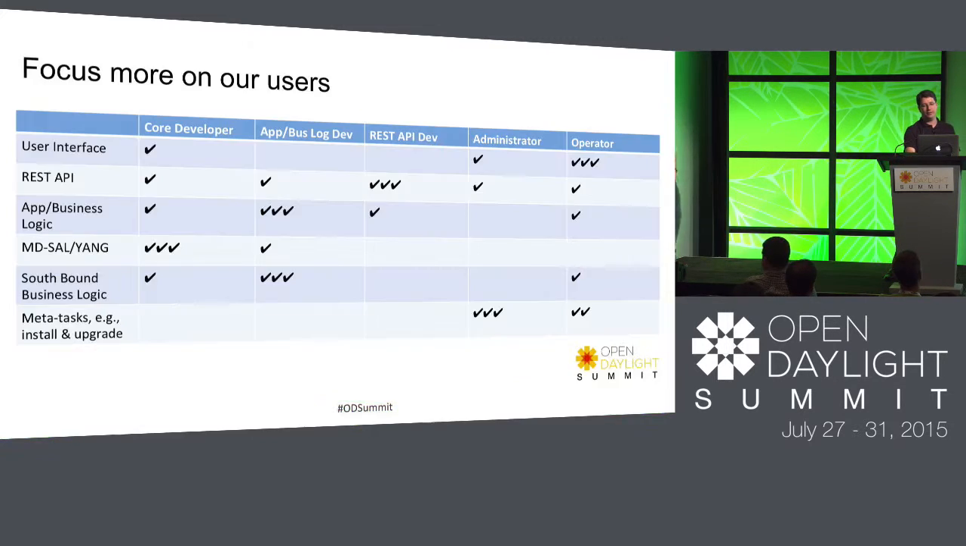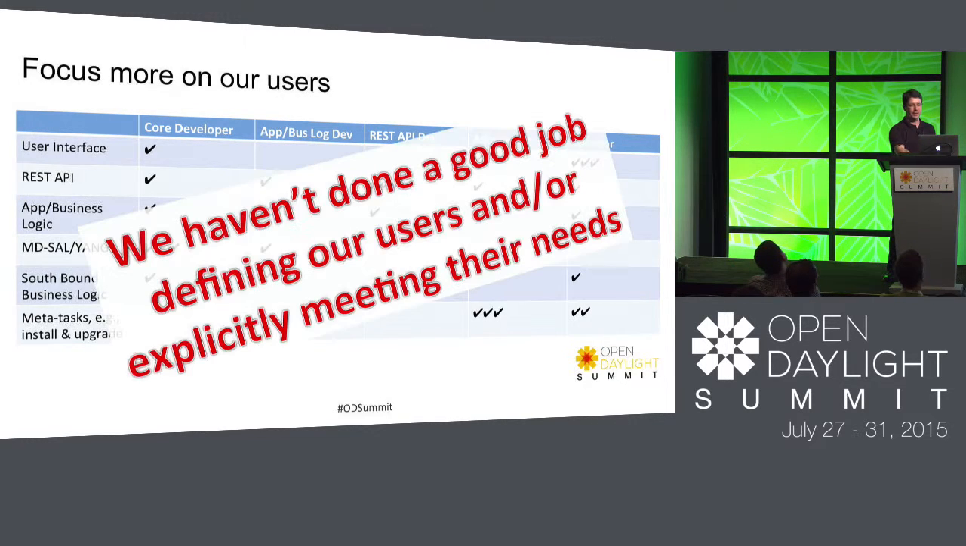But anyway, the first thing is we could focus more on our users. And this diagram is not really, the checkboxes are sort of how much each different user cares about each different part of OpenDaylight, whether it's the user interface, the REST API, the apps, and the business logic. But really, this thing up here is not the point. The point is we haven't done a very good job of enumerating who our users are, what components of OpenDaylight they care about and why, and what we could do better to meet their needs. This is something which we need to improve across the board. And I think this has come up.